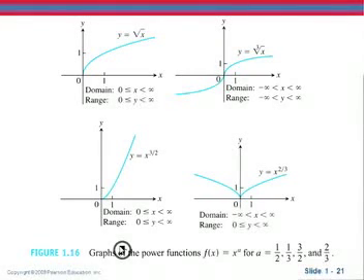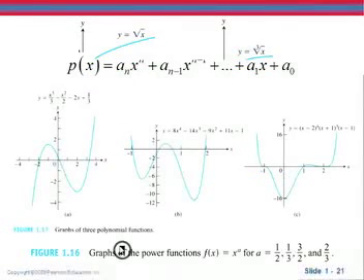If a is a fraction like we see here, if a is 1/2, x to the 1/2 power is the same as the square root of x. Or if a is 1/3, x to the 1/3 is the same as the cube root of x. And so we see some graphs here of power functions where a is a rational number.